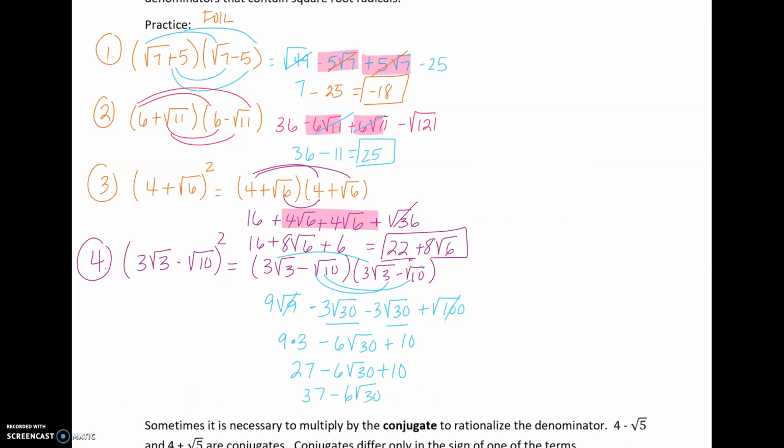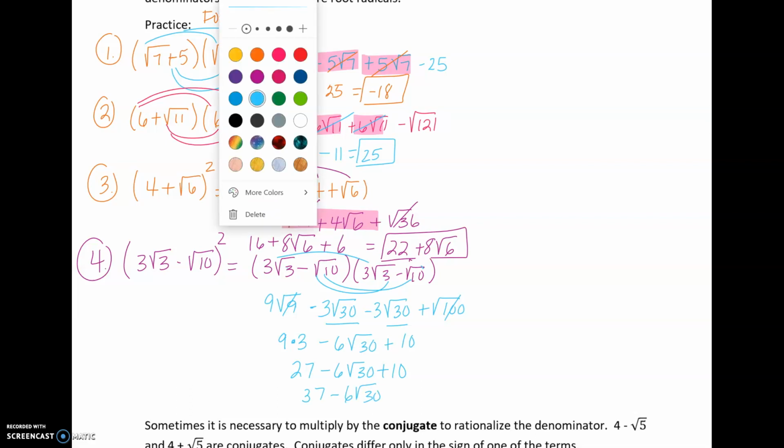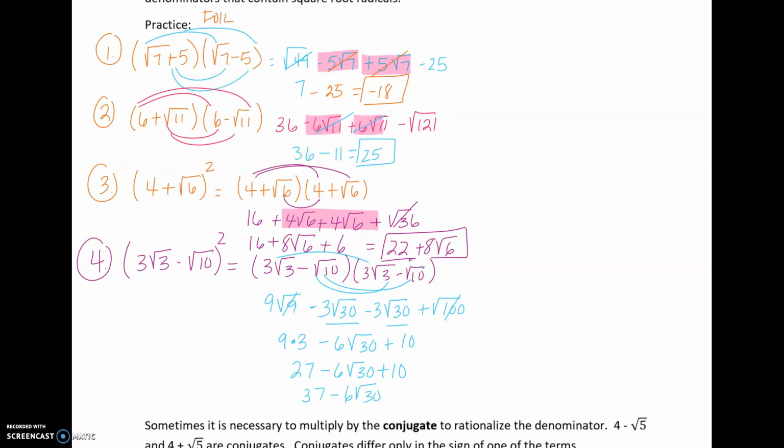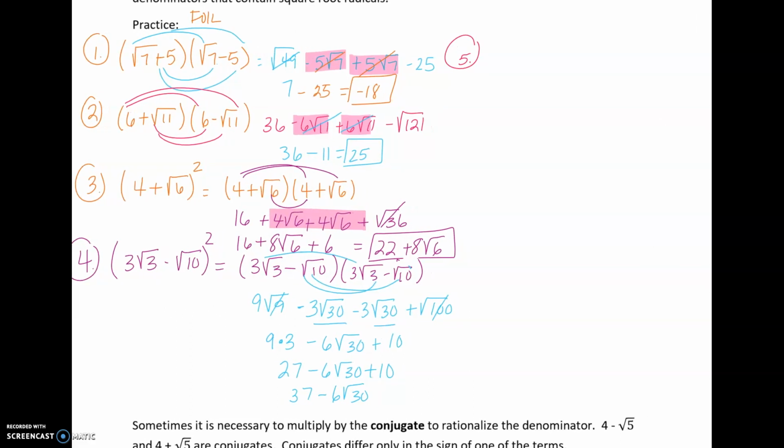Okay, I'm going to do one more with you, and then I'm going to let you try a couple on your own. All right, number 5. 5 square root of 3 minus 2 square root of 6, times 5 square root of 3 plus 2 square root of 6. So I look at this and I see it's a difference of squares.